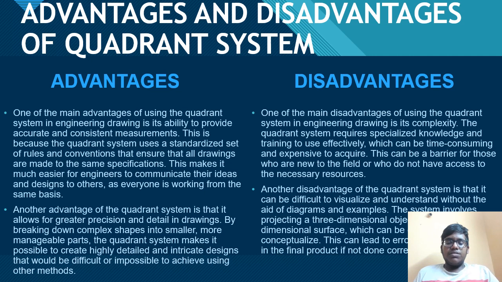One of the main disadvantages of using the coordinate system in engineering drawing is its complexity. The coordinate system requires specialized knowledge and training to use effectively, which can be time consuming and expensive to acquire. This can be a barrier for those who are new to the field or do not have access to the necessary resources. Another disadvantage of the coordinate system is that it can be difficult to visualize and understand without the aid of diagrams and examples.